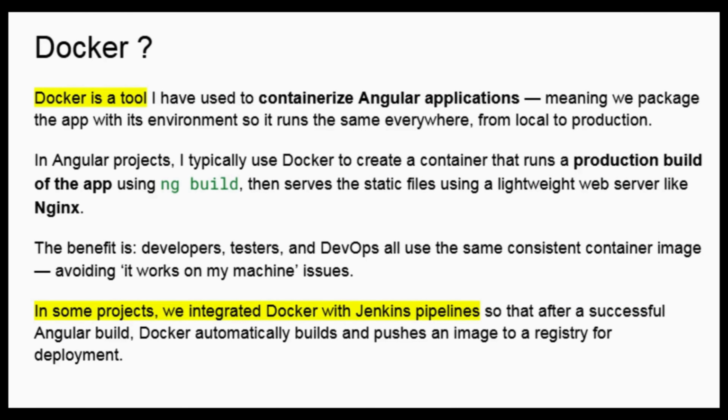What is Docker? Docker is a tool I have used to containerize Angular applications, meaning we package the app with its environment so it runs the same everywhere, from local to production. In Angular projects, I typically use Docker to create a container that runs a production build of the app using ng build, then serve the static files using a lightweight web server like Nginx. The benefit is developer, tester, and DevOps all use the same consistent container image, avoiding the 'it works on my machine' issue. In some projects, we integrate Docker with the Jenkins pipeline so that after a successful Angular build, Docker automatically builds and pushes an image to a registry for deployment.